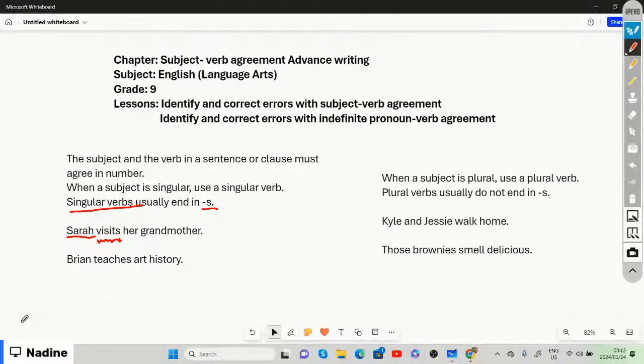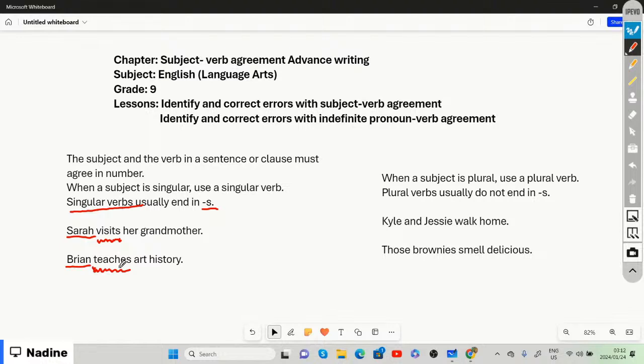All right. Another example is Brian teaches art history. So Brian teaches art history, right? Brian being a singular subject, meaning that we're only making mention of one person, and a singular verb, we say that it ends either in S or ES. It is teaches art history. So Brian teaches art history, as well as Sarah visits her grandma.